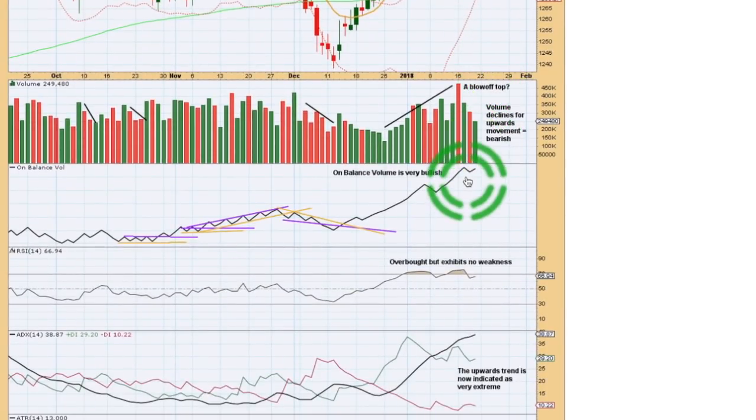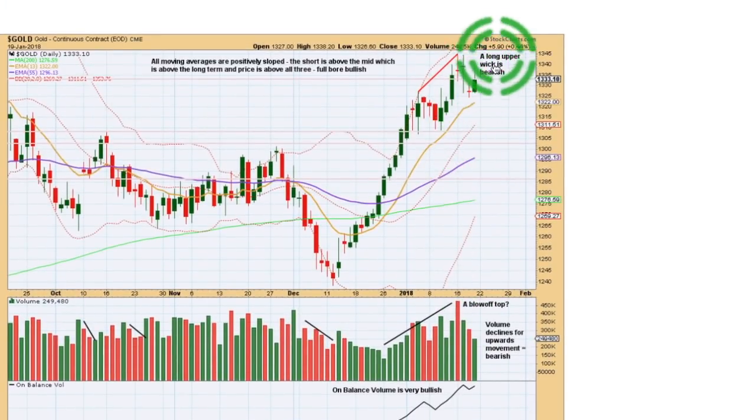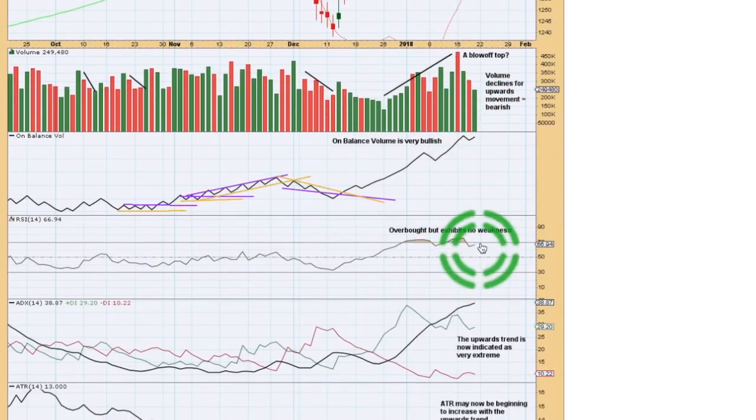On balance, volume is very bullish. RSI was overbought, but it does not exhibit weakness with price. If we get another upward thrust and RSI moves into overbought, if we then see some strong weakness, then I would be looking for a high in place.